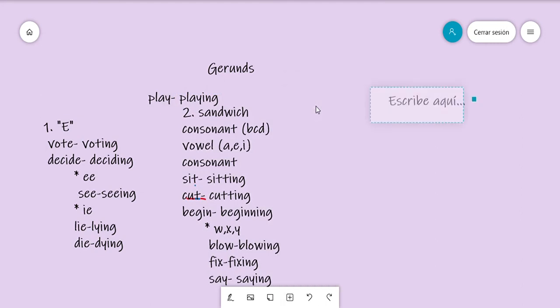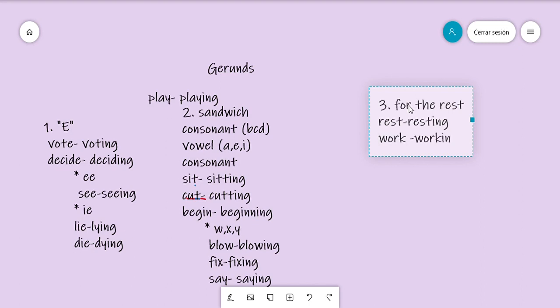And the last rule. In the last rule, well, you just have to add the letters ing for the rest of the words. For example, rest, you have resting. Okay, work, you have working. In that way. So you don't have to repeat any letter. These are the rules that you have to follow in the case of gerunds.